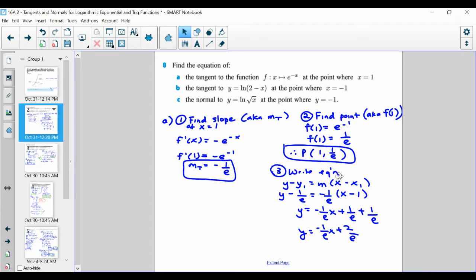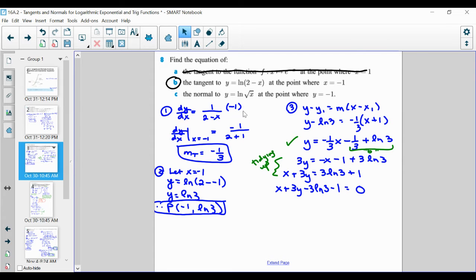And then I'm going to write the equation using my point slope form. I'm going to plug in 1 over e for y1, 1 for x1, and negative 1 over e for my slope, my m value. I'm going to expand, collect like terms and simplify to get y equals negative 1 over e times x plus 2 over e. And I can leave it in that form. I don't need to use my calculator.